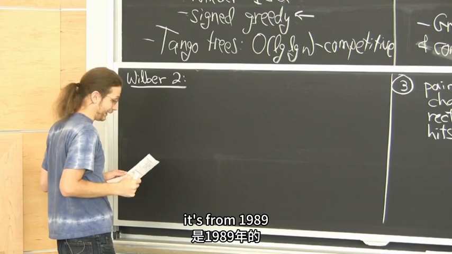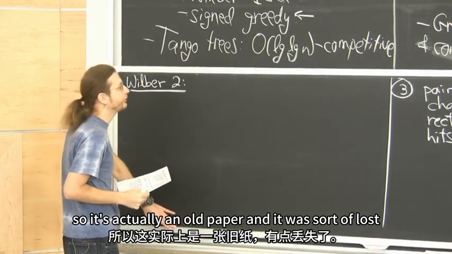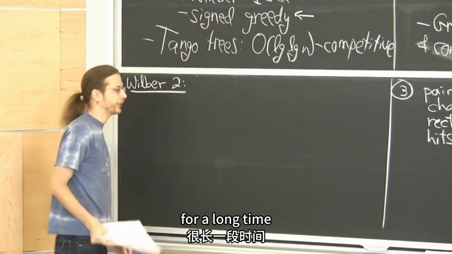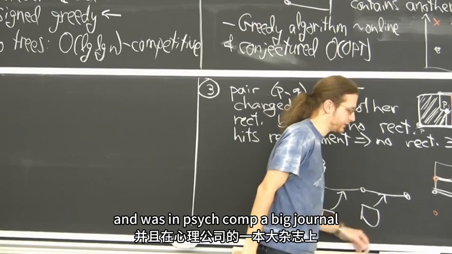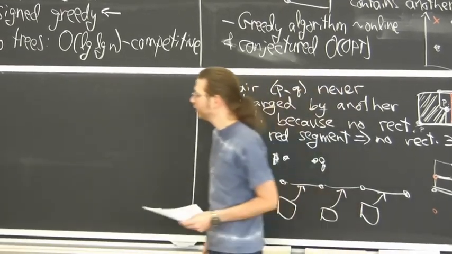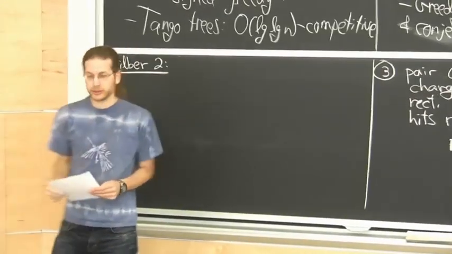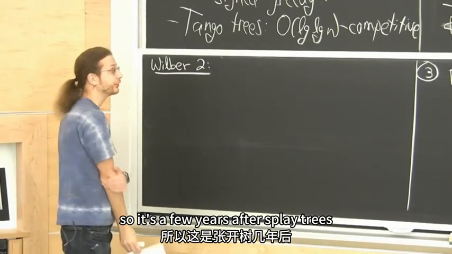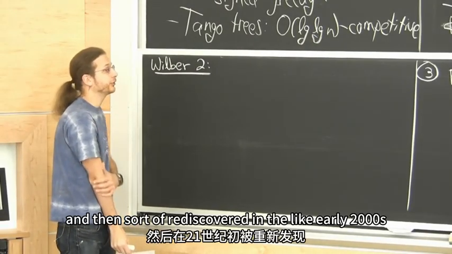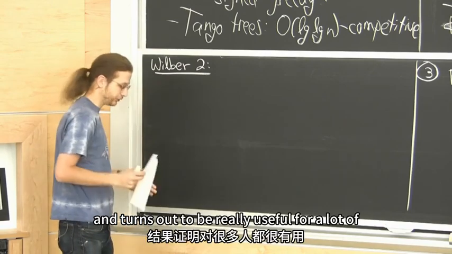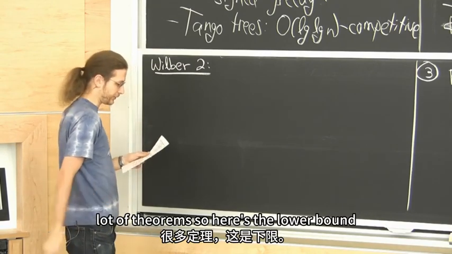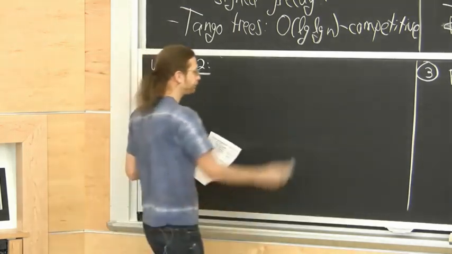It's from 1989. So it's actually an old paper, and it was sort of lost for a long time. I don't think Wilbur wrote any other papers. And it was in SICOMP, a big journal. But no one... it's a few years after splay trees, and then it was sort of rediscovered in the early 2000s, and turns out to be really useful for a lot of theorems. So here's the lower bound.